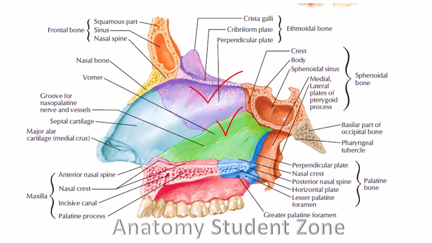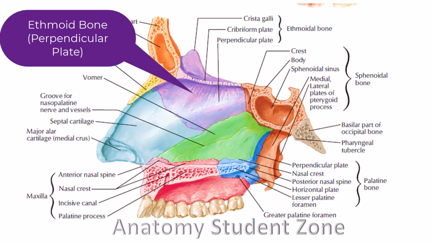And later on, I will tell you about the cartilages that are going to form the nasal septum. So the bony part of the nasal septum is mainly formed by two bones. And what are these bones? These are the ethmoid bone and the vomer bone.